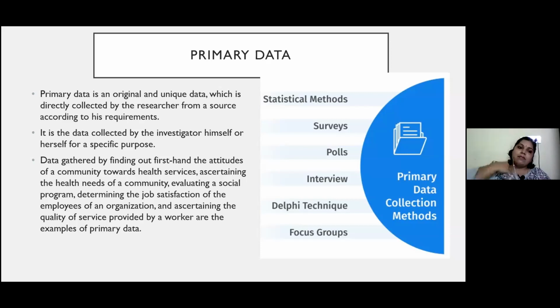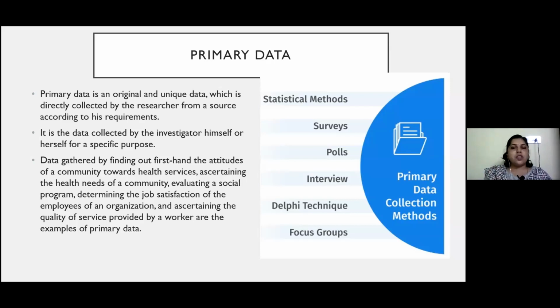Data gathered by finding out firsthand the attitudes of the community towards the health service, ascertaining the health needs of the community, evaluating the social program, determining the job satisfaction of the employees of the organization, and ascertaining the quality of experience or service provided by the worker are certain examples of primary data. This can be done by different methods: surveys, polls, interviews, Delphi technique, focus group discussions, etc.